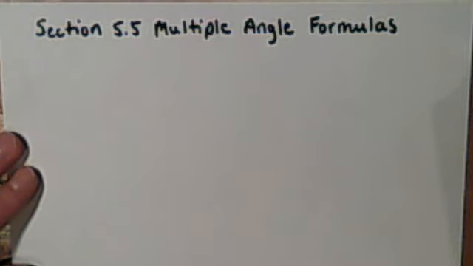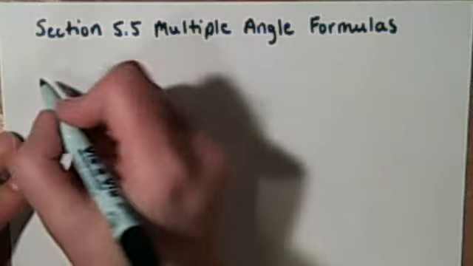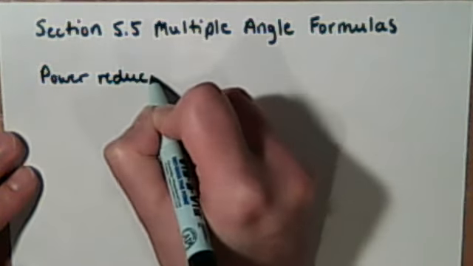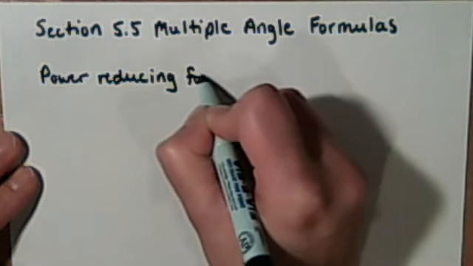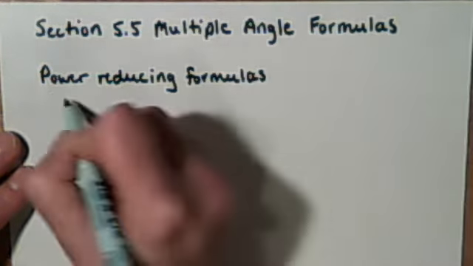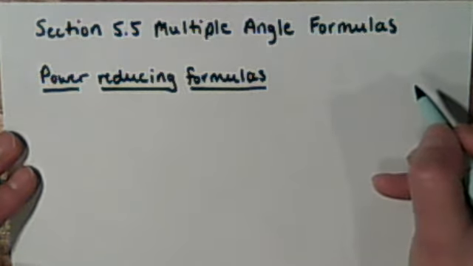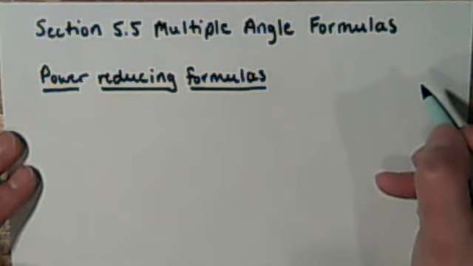Hello, today we're going to look at the second type of formulas that are presented in section 5.5, and those are the power reducing formulas. Now the power reducing formulas help us to rewrite expressions that have higher powers like squares or fourth degrees or sixth degrees into smaller powers, and preferably in terms of just sine, cosine, and tangent.